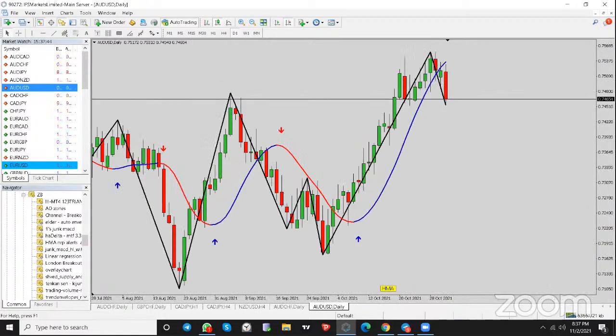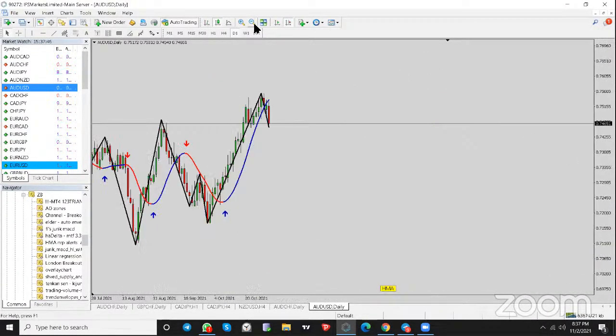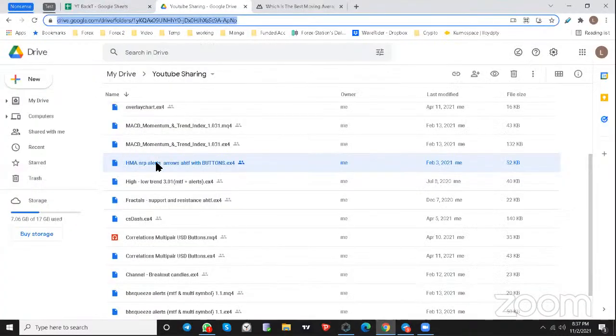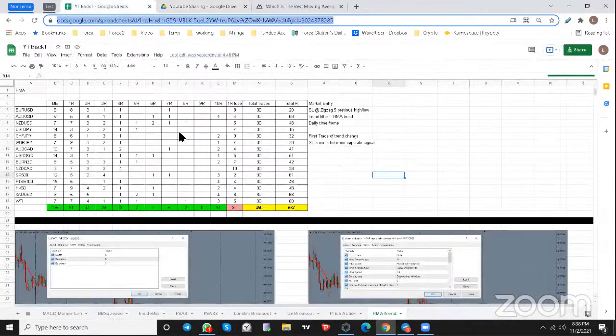I hope that explains the methodology for testing. So with regards to that, let's have a look at the results. You can download this indicator here, HMA NRP, where NRP means non-repainting, with alerts and arrows. AHTF means auto higher time frame. By default, when you place this indicator on screen, it will calculate the higher time frame, one time frame higher.